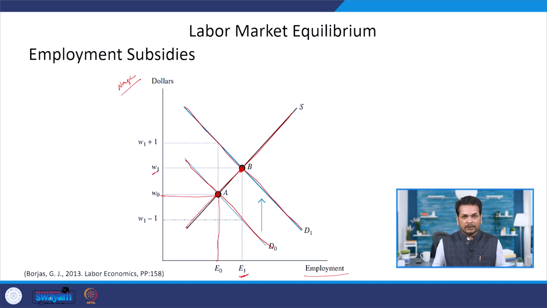Earlier, when there was no subsidy, E0 workers were employed at the W0 wage rate. Now, because of this $1 subsidy, the wage rate has increased from W0 to W1. The workers are actually getting the W1 wage rate. The farm is paying W1, but the farm is getting a subsidy of $1. So, the actual cost to hire E1 workers is the wage rate W1 minus 1. This is the cost for the farm to hire E1 workers.